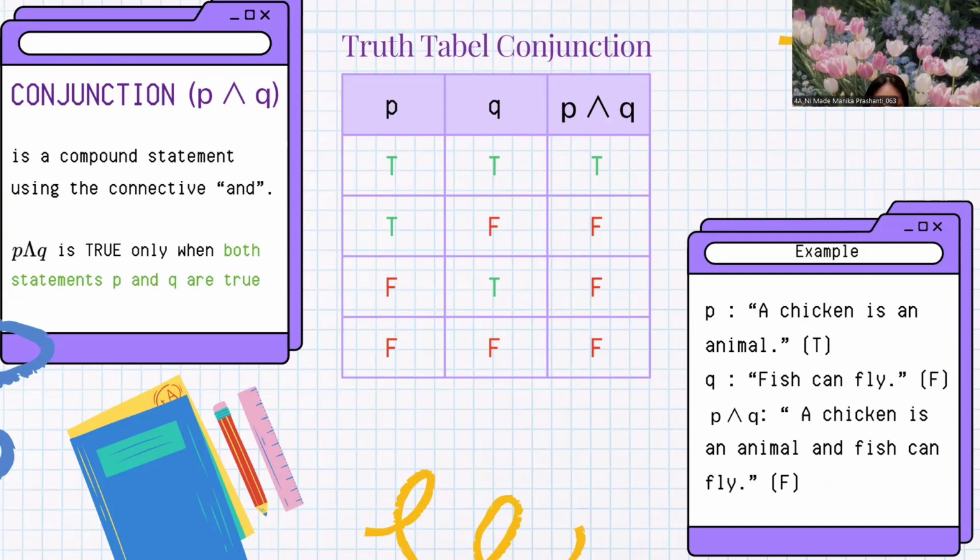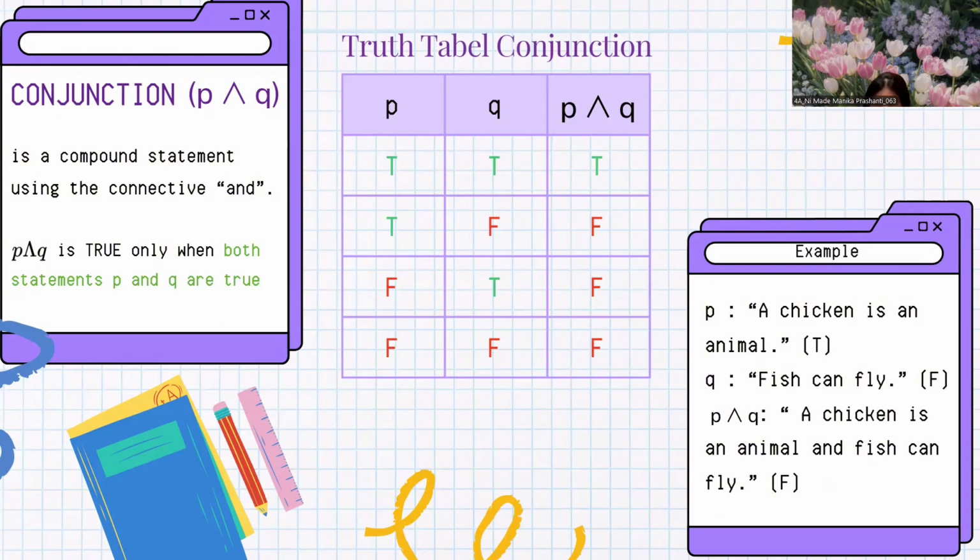Now, when we combine them into a conjunction, P and Q, we get: a chicken is an animal and fish can fly. Because the fish part is false, the entire sentence is considered false in the eyes of logic, regardless of how true the chicken part is.